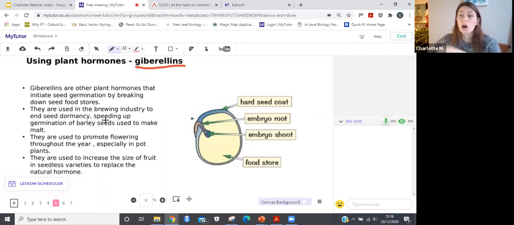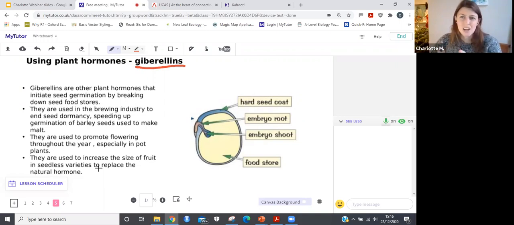Gibberellins are used commercially in the brewing industry because they're really good at encouraging the growth of the seed. So ending dormancy, speeding up the germination of barley seeds that are used to make malt. So that's used in beer and in whiskey as well. So gibberellins, good in the brewing industry. They're also good for promoting flowering throughout the year as well, especially in pot plants. So if you want plants to continue flowering all through the year, you can use some gibberellins and that will help them keep flowering.